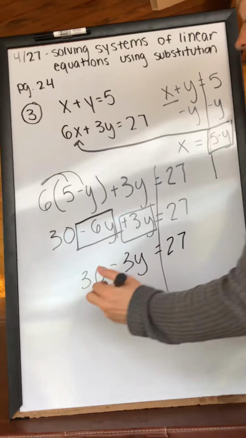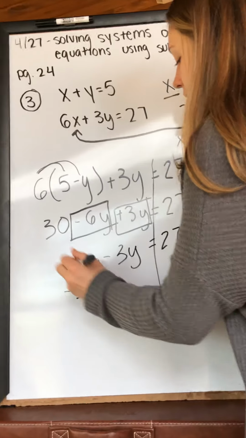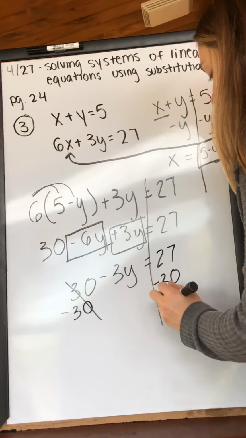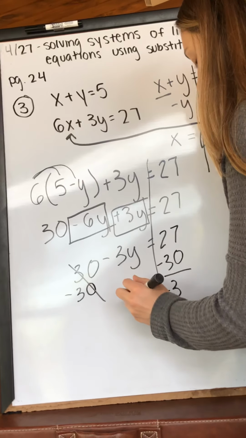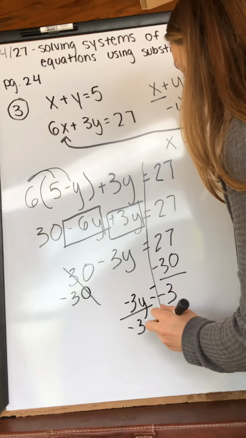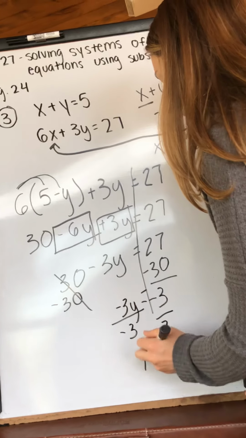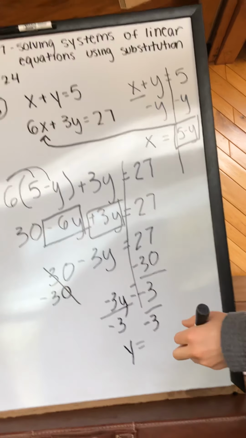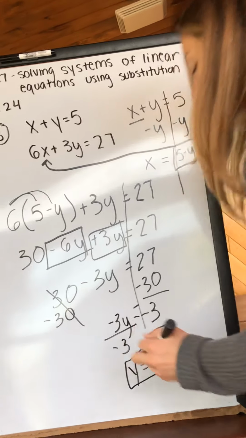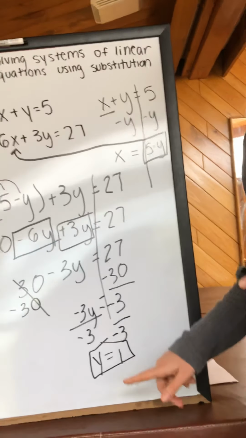Move 30 to the other side, subtract 30 on both sides. 27 minus 30 is negative 3. Negative 3 equals negative 3y. Divide both sides by negative 3. Y equals negative 3 divided by negative 3, and negative divided by negative gives you a positive. Y is 1. We are not done yet.